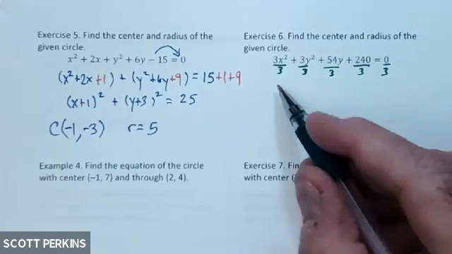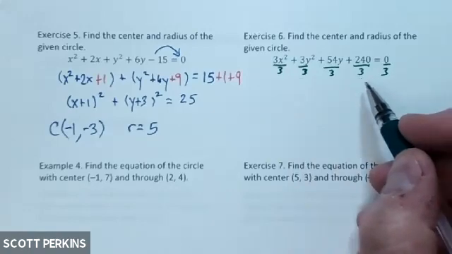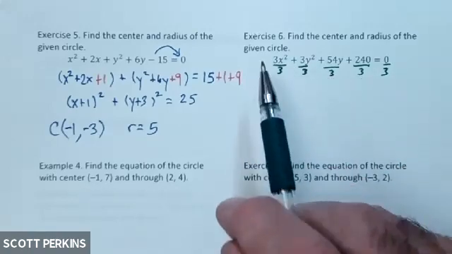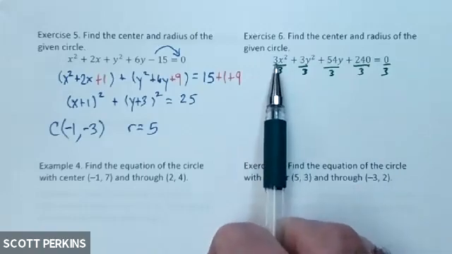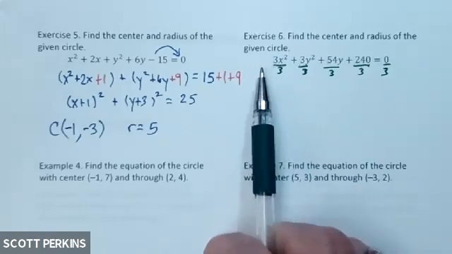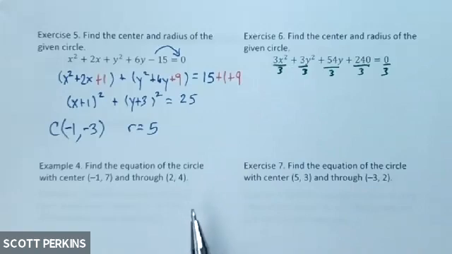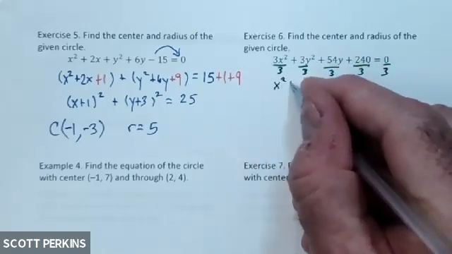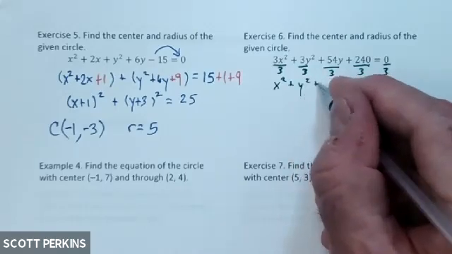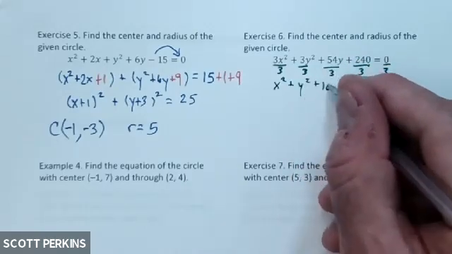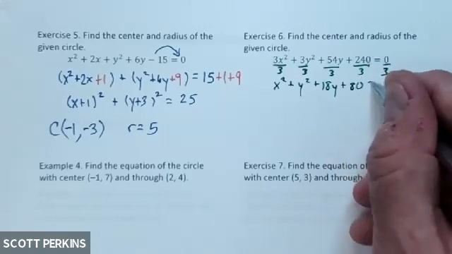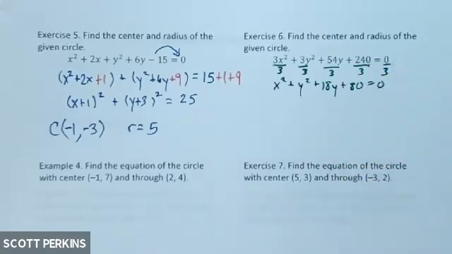First step is I'm going to divide by these 3's. So this is not optional. When you're asked to find the center and the radius of a circle, if there is a number that is not 1 in front of the x squared, y squared, you've got to reduce it. So this turns out to be, after we do that, x squared plus y squared, 54 divided by 3 is 18y, and then 240 divided by 3 is 80. 0 divided by 3 is 0.